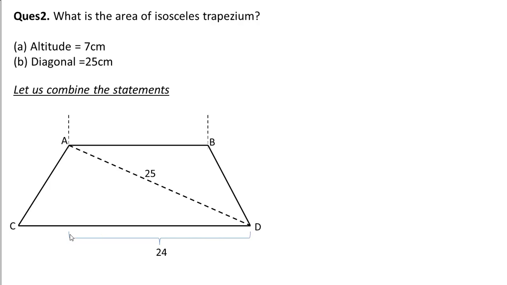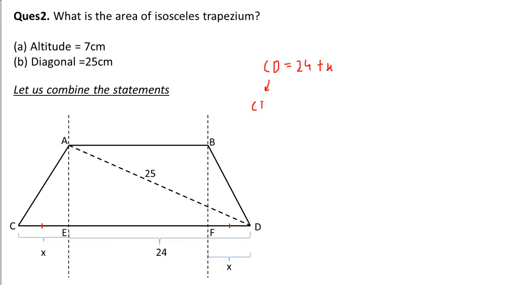Now see, I have this DE is equal to 24. We discussed in the beginning that CE is equal to DF. I call both of them X. So what is the value of CD now? That is one of my parallel sides. CD is clearly equal to 24 plus X because 24 is DE and CE is X. CD is CE plus ED.